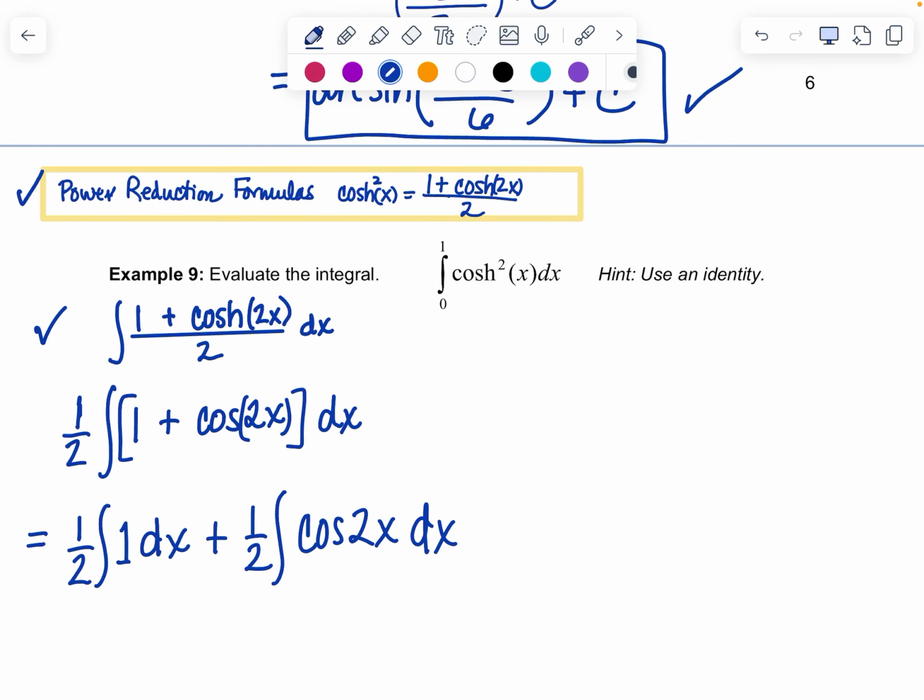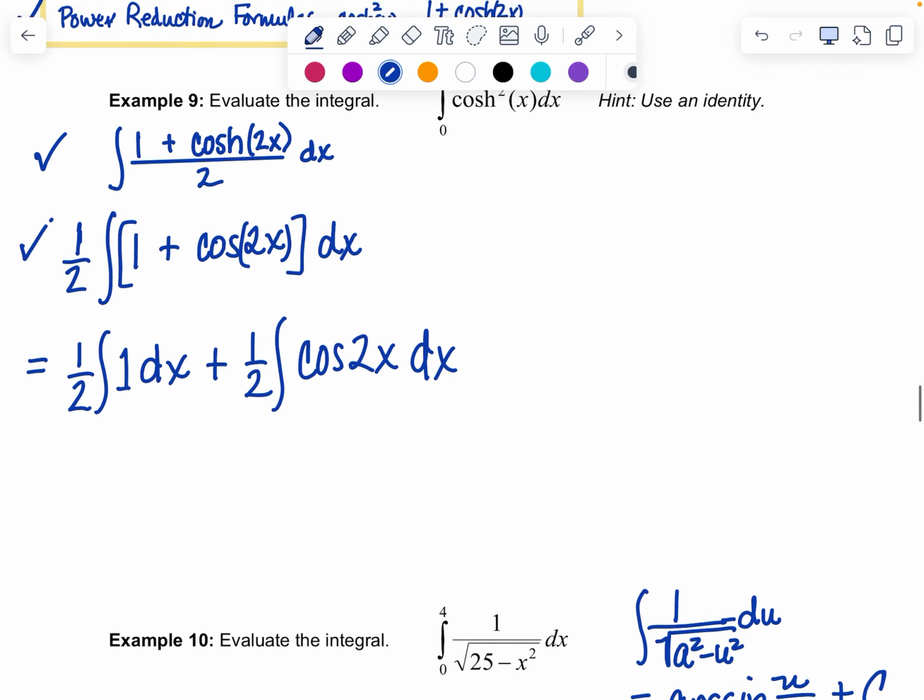So the first thing I do is I put it in the integral, and I substitute cosh squared of x with that. And then I'm going to pull out the factor of 1/2. It makes it a little easier. And then I'm going to use the fact that the integral of the sum is equal to the sum of the two integrals, okay? So there we have it.